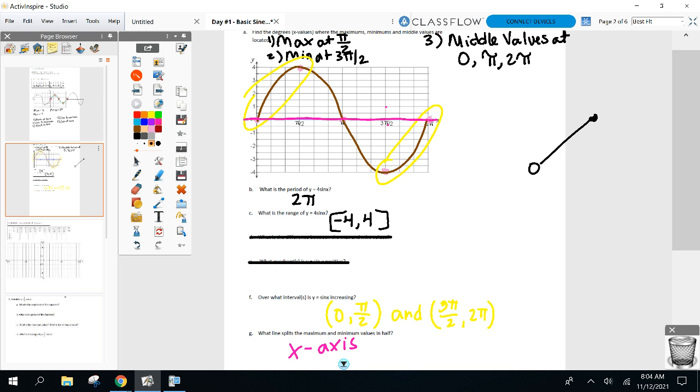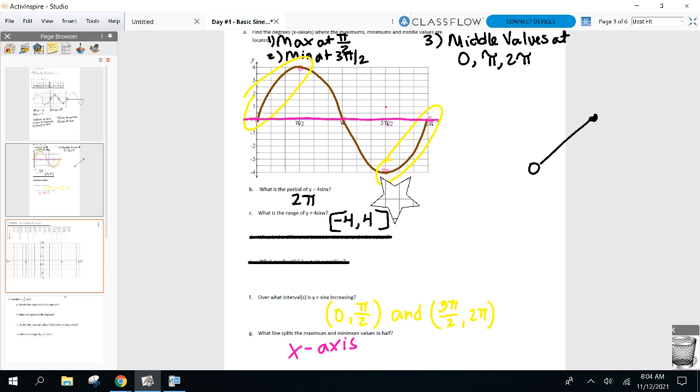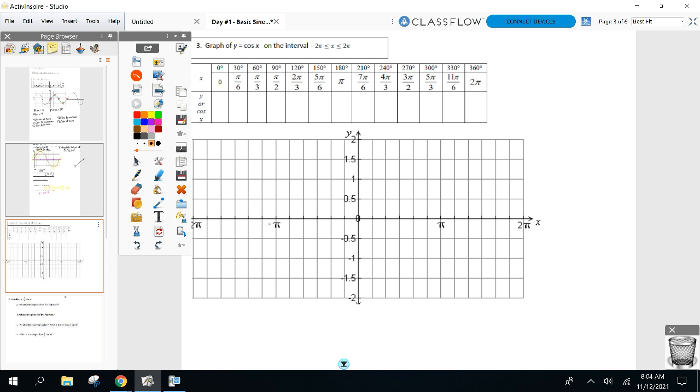Questions? That's just the sine curve. We got to go over cosine right now too. Ready? All right, what's the cosine curve look like? Let's do the same. Can you guys do the same exact thing you did for sine for me? Now you hit the cosine button. So go ahead and fill in your chart.